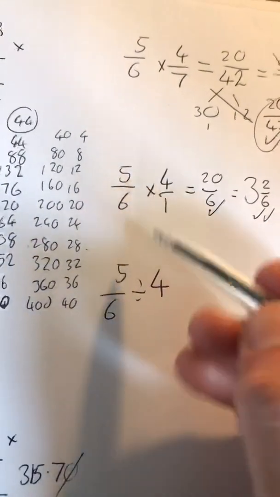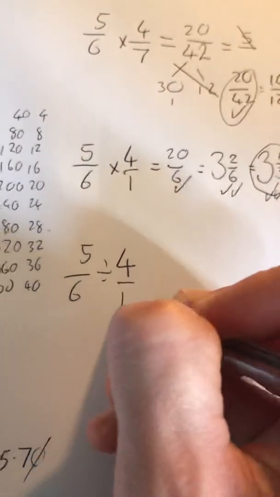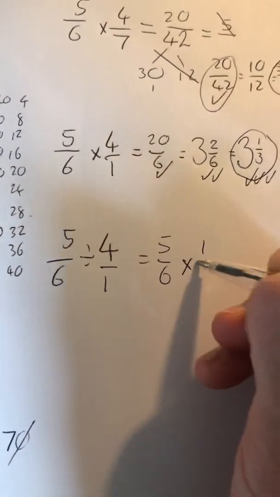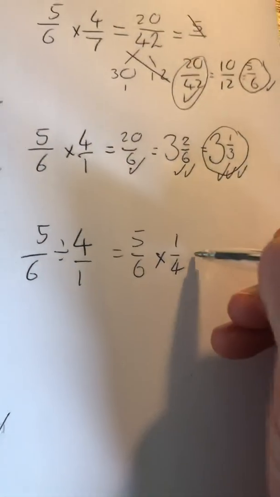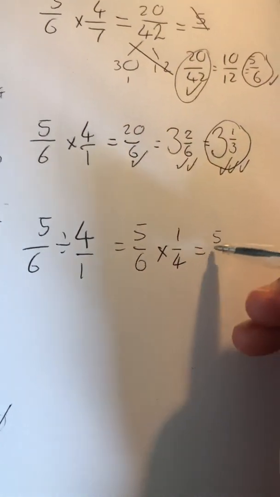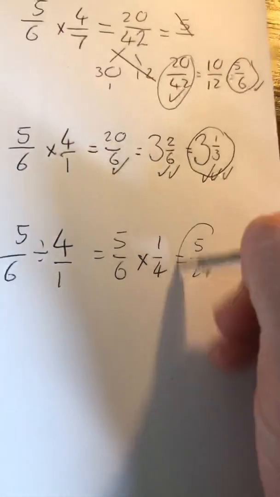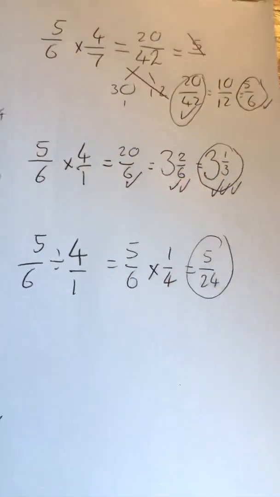Next up, the question looks similar, and the first step's the same, before we then flip the second fraction to turn it into a multiply. 5 times 1 is 5, 6 times 4 is 24, and there it is in its simplest form, because there are no common factors for 5 and 24.